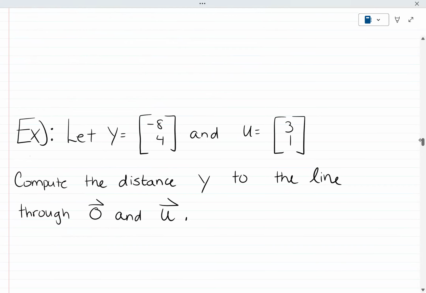So let's do another example. This example says let y equal the vector -8, 4, and u is the vector 3, 1. Compute the distance of y to the line through the origin and vector u. So when they say distance, they mean find the magnitude, right?